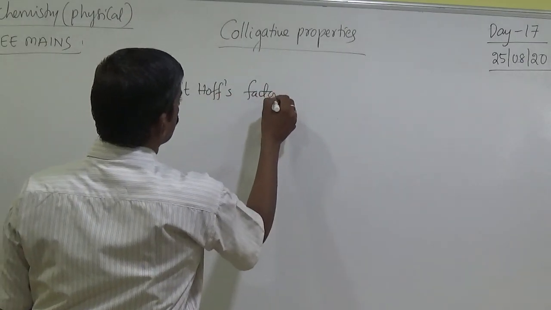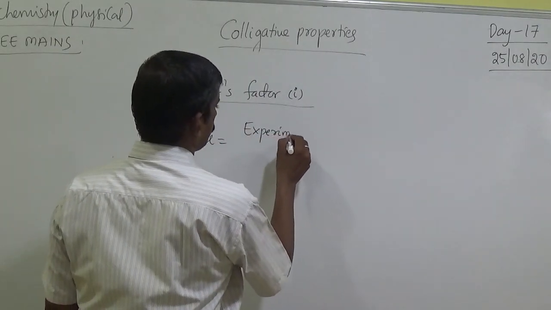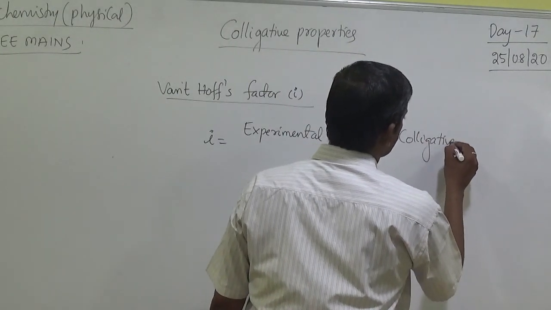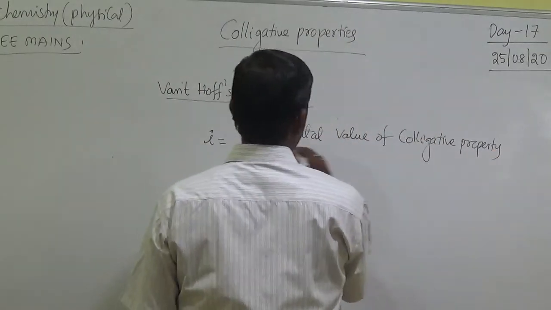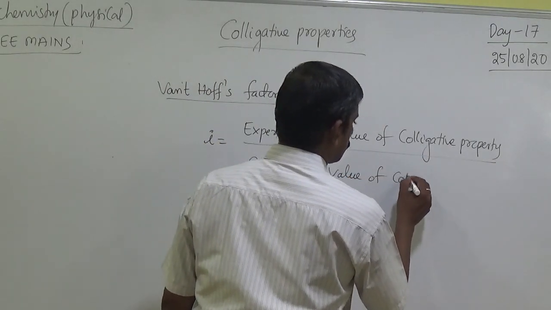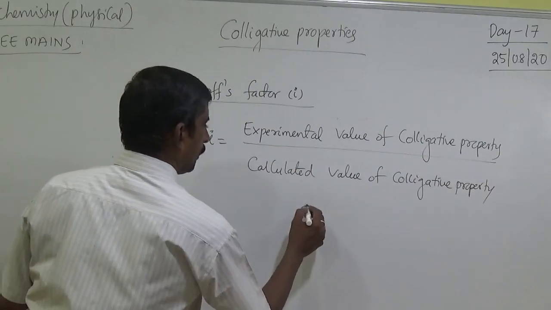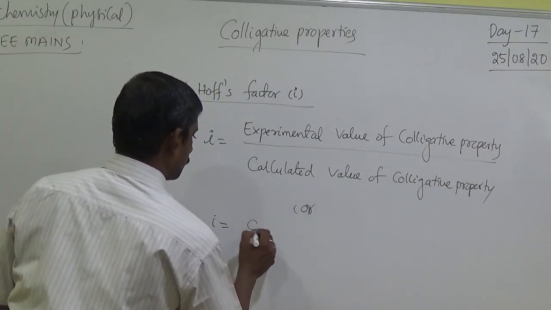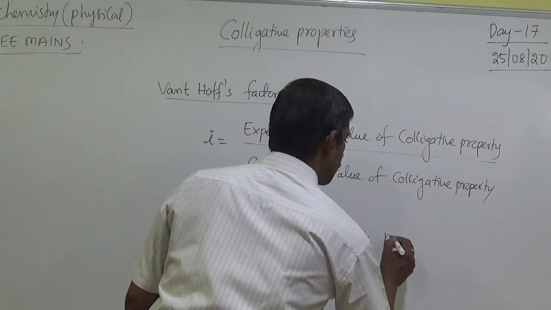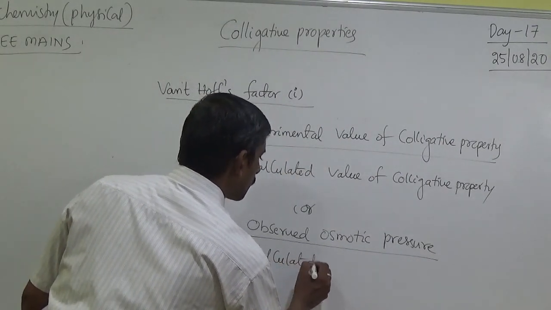Van 't Hoff factor i equals experimental value of colligative property by calculated value of colligative property, or i equals observed osmotic pressure by calculated osmotic pressure.